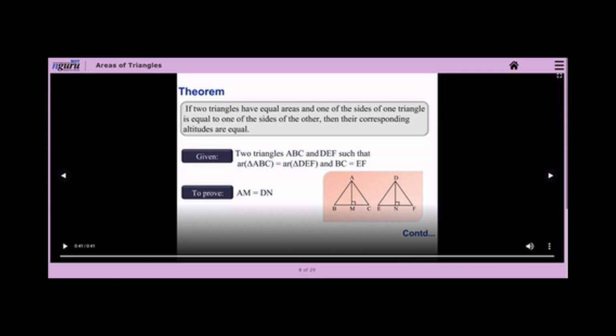Half into BC into AM, ma'am. Area of DEF? Half into EF into DN, ma'am. BC equal to EF given and areas are equal. Therefore, AM is equal to DN, ma'am. Correct.